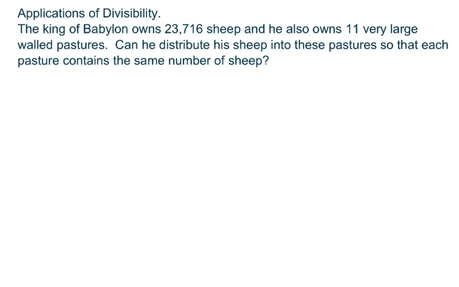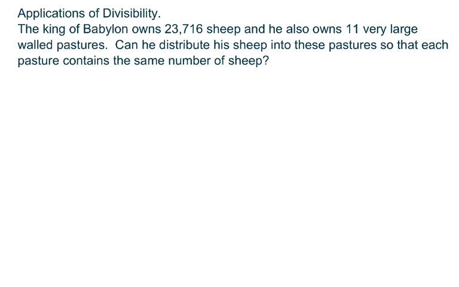The king of Babylon owns 23,716 sheep, and he also owns 11 very large walled pastures. Can he distribute his sheep into these pastures so that each pasture contains the same number of sheep? Now let's think about that for a minute.